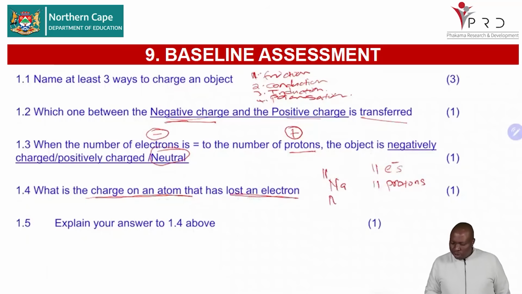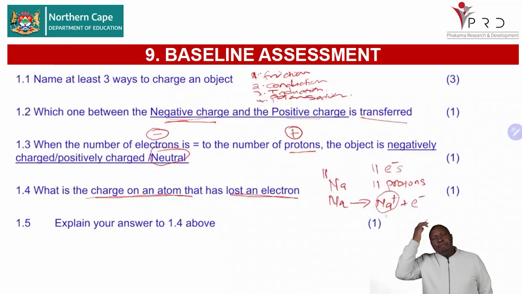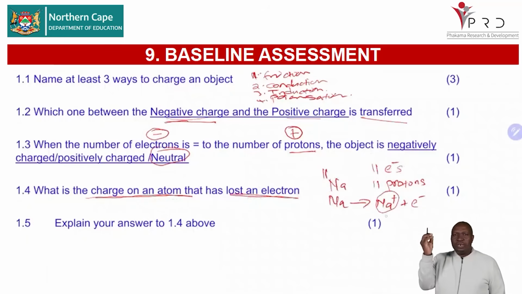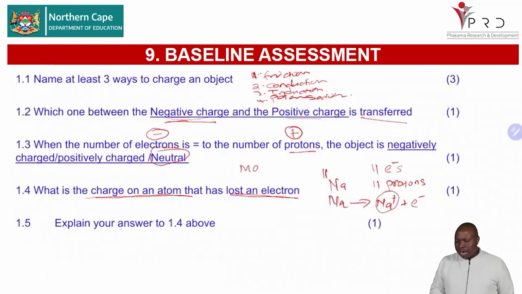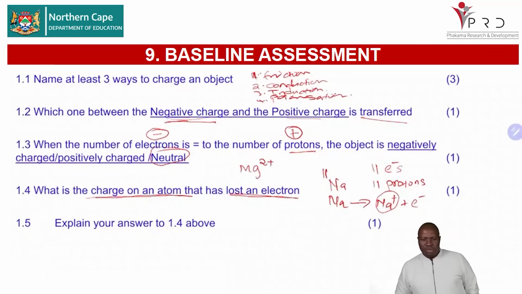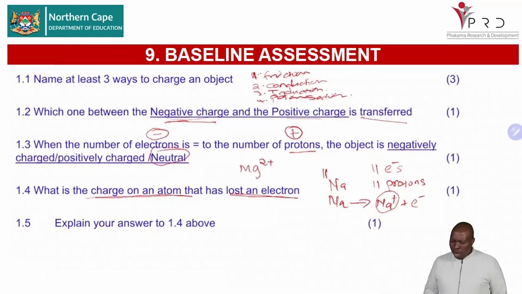But if sodium loses 1 electron, for example, it becomes positively charged. So you got to know that, what is the charge on an atom that has lost an electron? When you see one positive, sodium plus, you know that it means that sodium has lost one electron. But when you see, for example, magnesium 2 plus, you know that that magnesium has lost 2 electrons. So you're able to see that the 2 plus is indicating the number of electrons that have been lost.